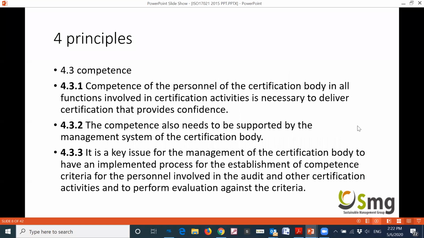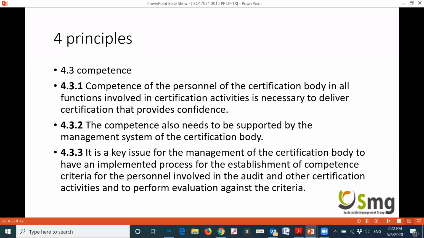This is principle one, impartiality. Principle two is competence. That's a very important principle, that we need to make sure that all our people are competent. We're going to discuss competency later on, but we have to make sure that people are competent.